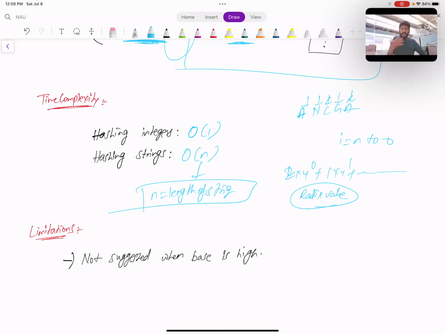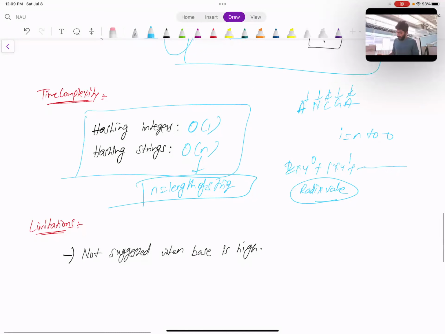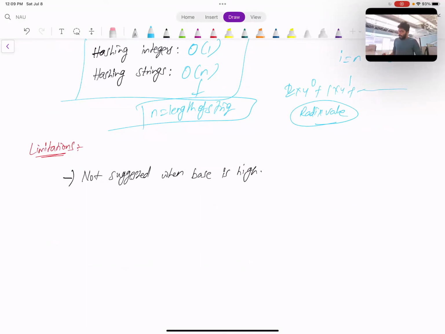Because if you want to hash strings, obviously you have to iterate the string, right? Only when you iterate the string will you get the radix value. So this is a very important thing which you have to remember. Hashing integers and hashing strings are completely different. Both the time complexities are not the same. Now, what are the limitations of using this radix method?